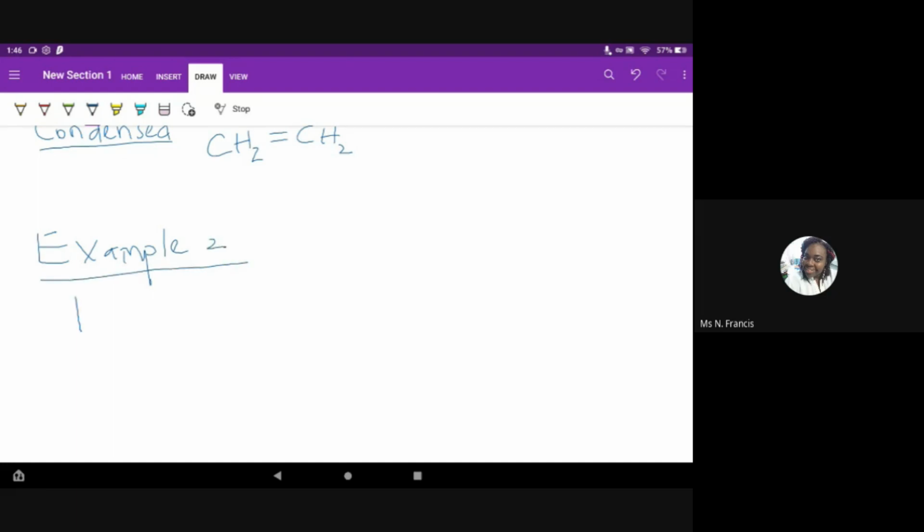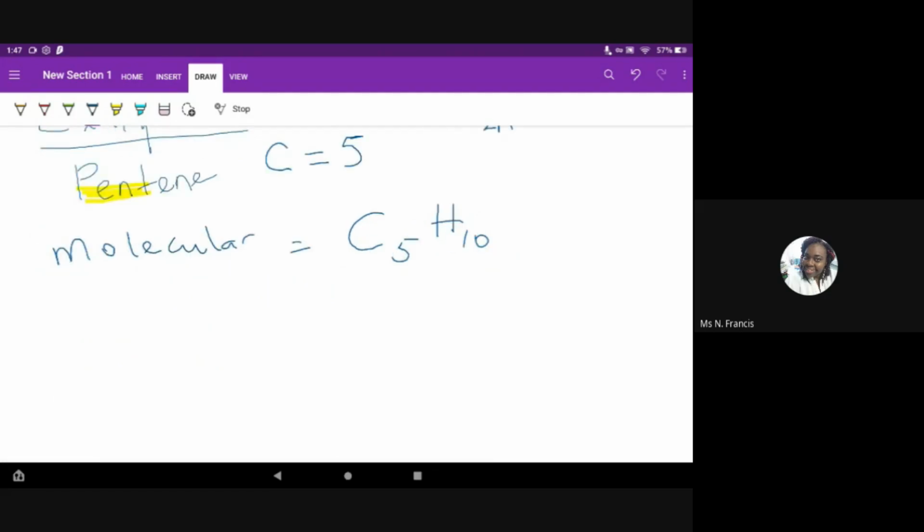All right, so we're going to look at pentene. Now that you see the name, how many carbon atoms will pentene possess? Because the prefix is pent, remember we work with the prefix, we know that it has 5 carbon atoms. Let's remind ourselves of the general formula, CnH2n. Let's work out the molecular formula. What would it be? So C5H10.